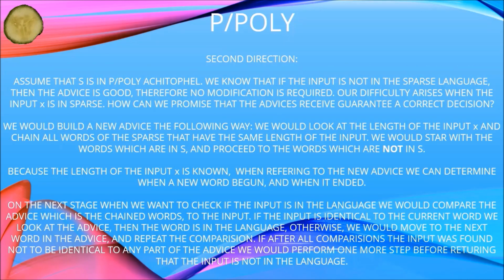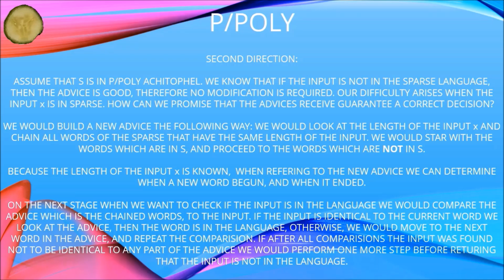Second direction. Assume that S is in P/poly Karp-Lipton. We know that if the input is not in the sparse language, then the advice is good. Therefore, no modification is required. Our difficulty arises when the input x is in the sparse language. How can we promise that the advice we receive guarantees a correct decision?